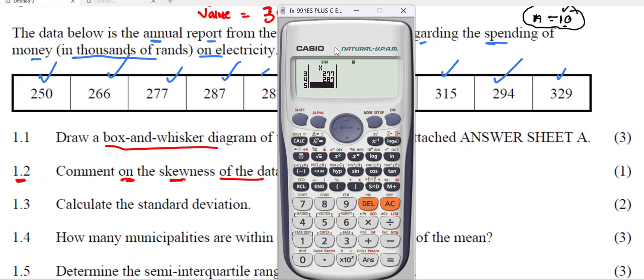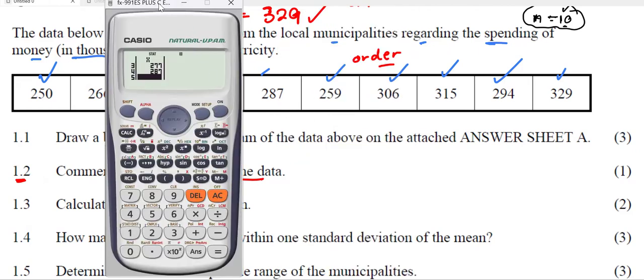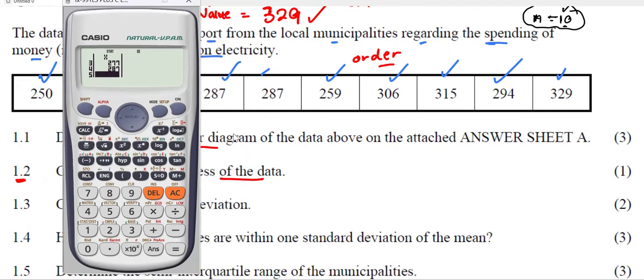You can insert in whatever way, even the ones that we arranged in order of size, or from the table, it is up to you. Then there's another 287, 259, 306. We also have 315, 294, and 329. So this is what we had. Then cancel this, go to SHIFT, then number 1 on STAT, then number 4, then the mean, which is number 2. That's equal to 287.